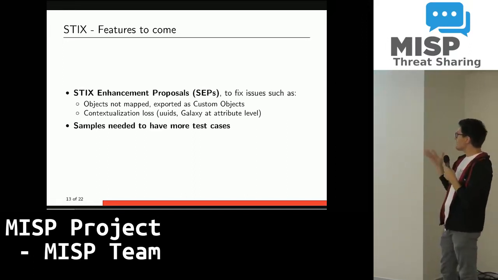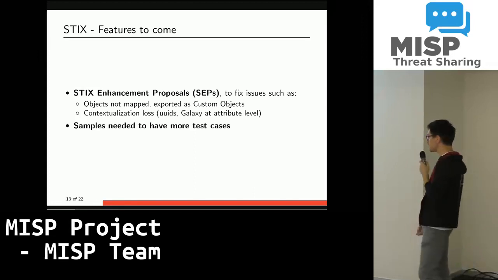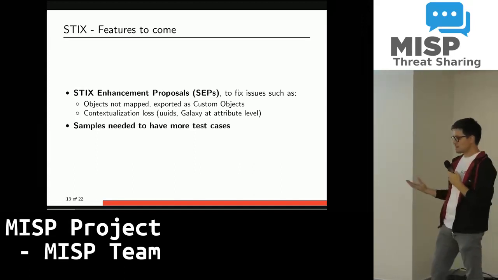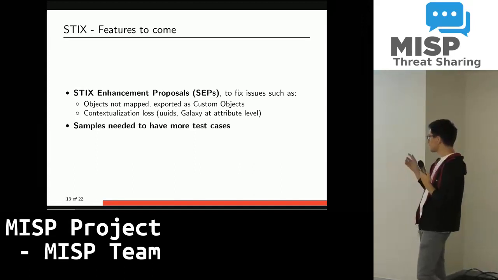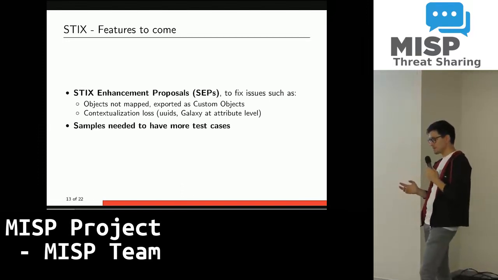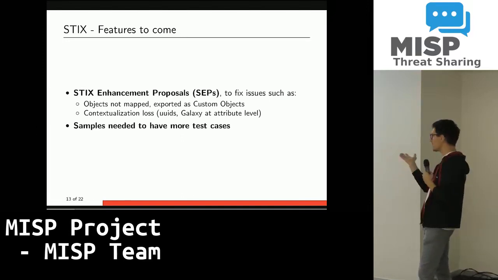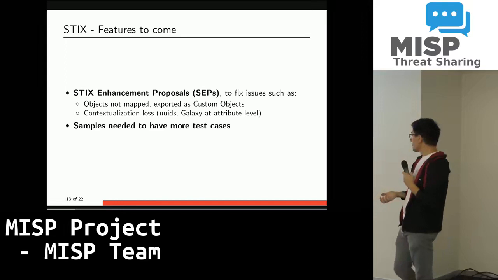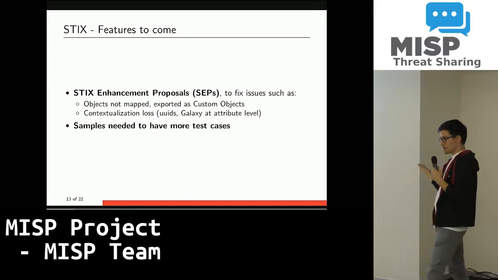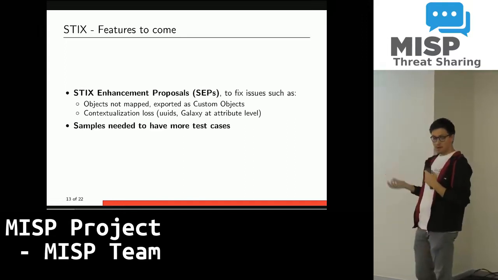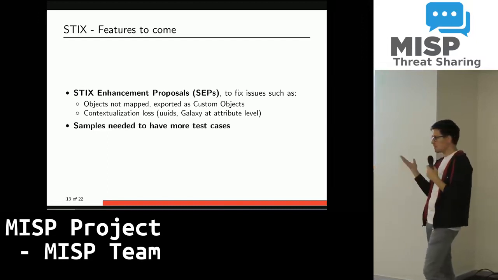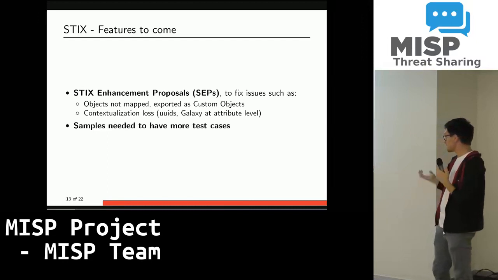One of the main features to come is to use the Styx enhancement proposals to fix some mapping issues we have, because right now a lot of MISP objects are exported as custom objects, and on the other side a lot of Styx objects are simply not supported because we don't have any samples.